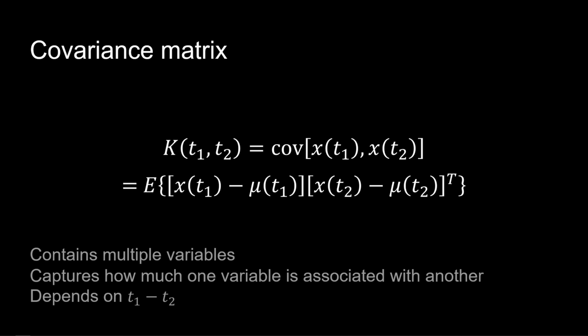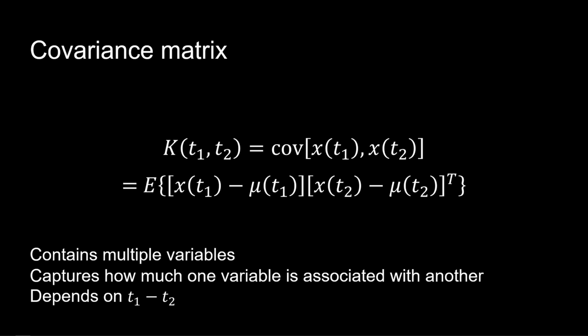It contains multiple variables, capturing how much the fluctuations in one variable are correlated with another. With the signals x1 and x2 given, the covariance matrix ultimately depends on just the difference between the two times t1 and t2.